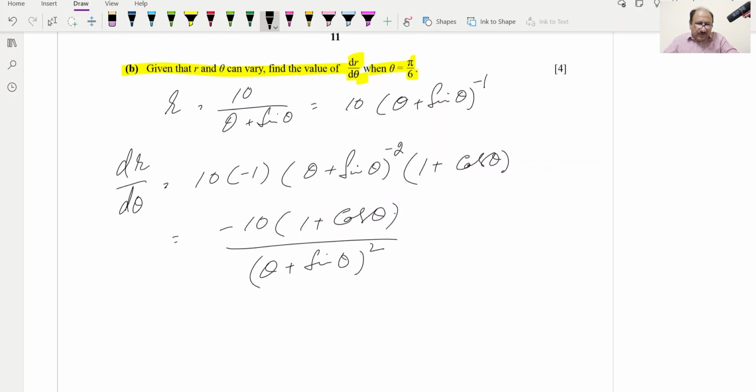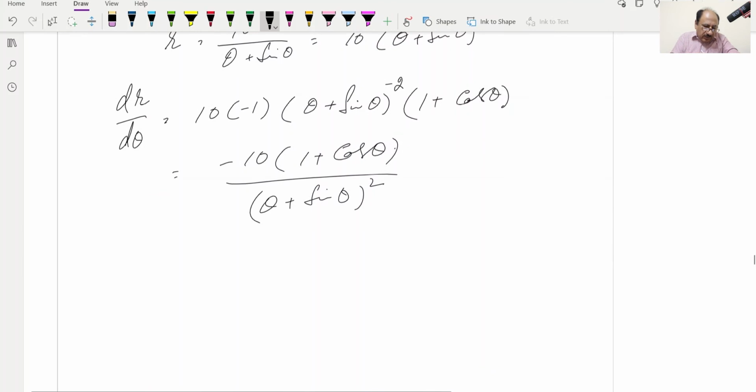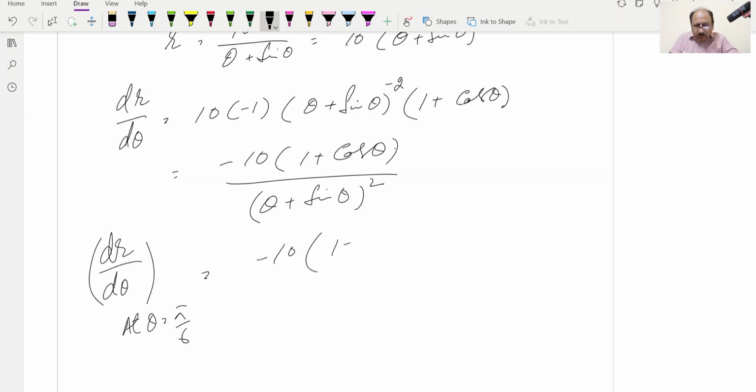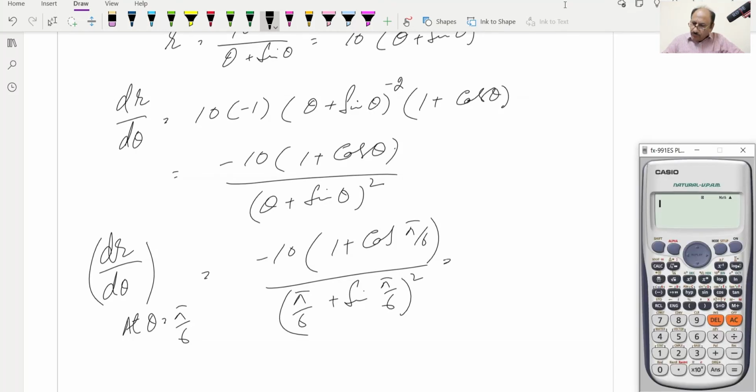Now we can find dr over d theta at theta is equal to pi by 6, and this will be minus 10 into 1 plus cos of pi by 6 over pi by 6 plus sine pi by 6, squared. We can use a calculator for this calculation.